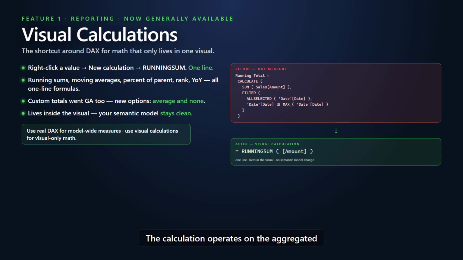The calculation operates on the aggregated data the visual already has, in the order the visual shows it. Running sums, moving averages, percent of parent, rank, year over year, all as one-line formulas in the visual, and custom totals, built on visual calculations, went generally available too. Two new options: average, by popular demand, and none, for when you want a row that doesn't sum at the bottom. The catch: a visual calculation lives inside one visual. It doesn't show up elsewhere in your model. That's by design. Small, targeted calculations, not model-wide measures.